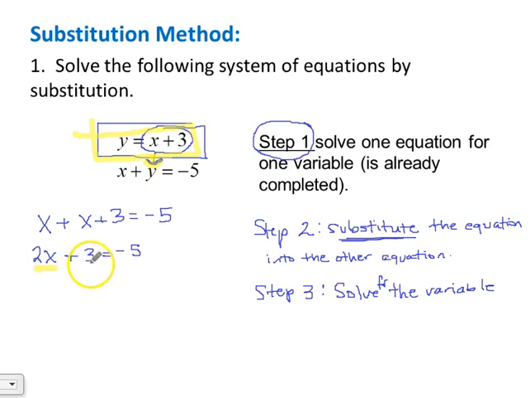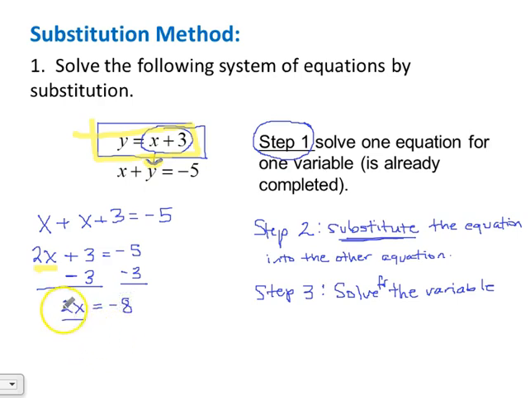So I'm going to move this 3 to the right side of the equation. It's being added, so to move it, I'm going to do the opposite. I'm going to subtract 3 from both sides. So then I'm just left with 2x on the left side of the equation. -5 minus 3 is -8. And then I'm going to solve for x.